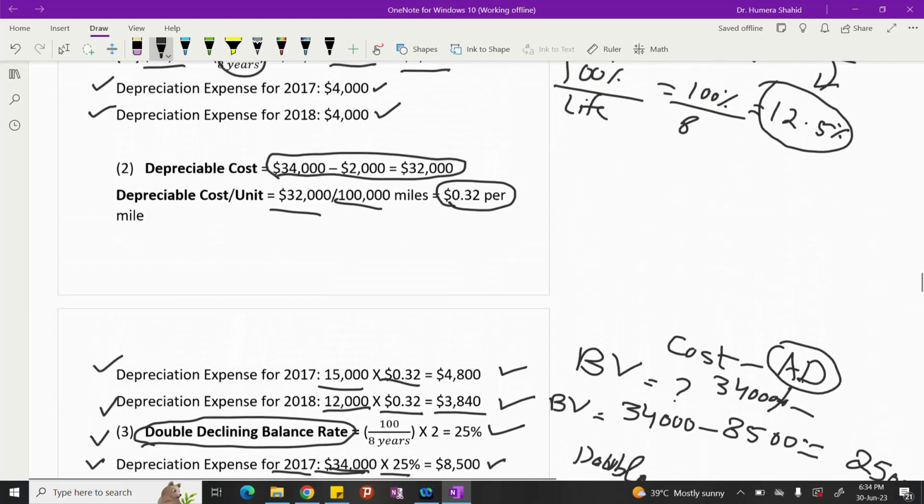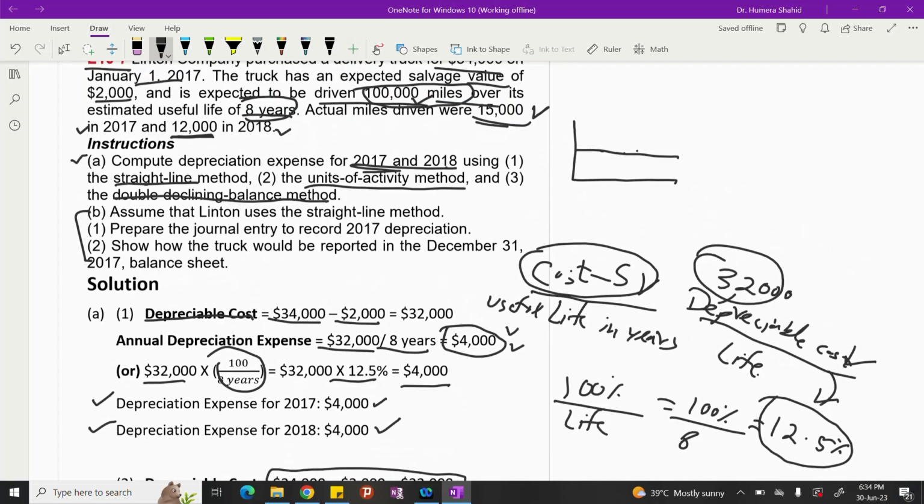Let's read point B so that we can solve it. Point B says assume Linton uses straight line method. In part A, we used all the three methods, but now for point B, they say that the company uses only straight line method. Prepare the journal entry to record 2017 depreciation, only 2017. Show how the truck would be reported in the December 31st, 2017 balance sheet. So they want us to record the journal entry and then show the balance sheet presentation.